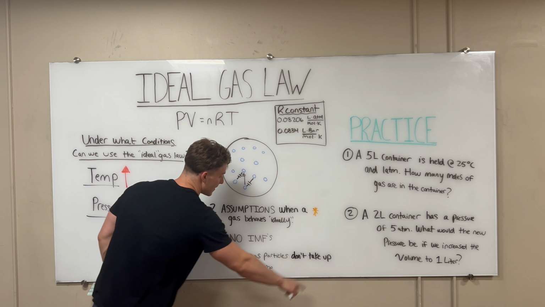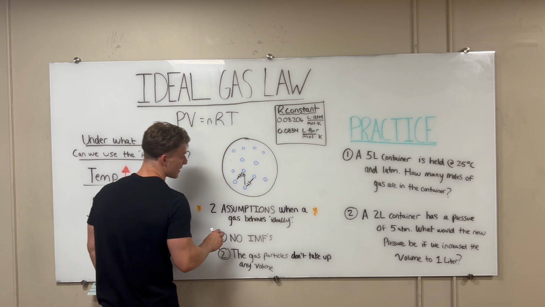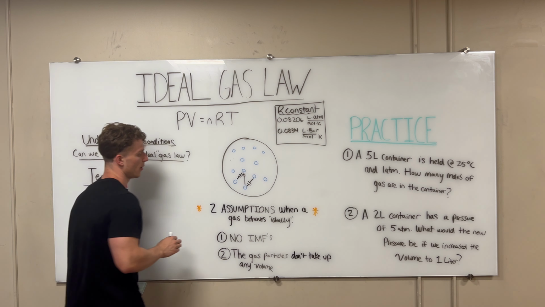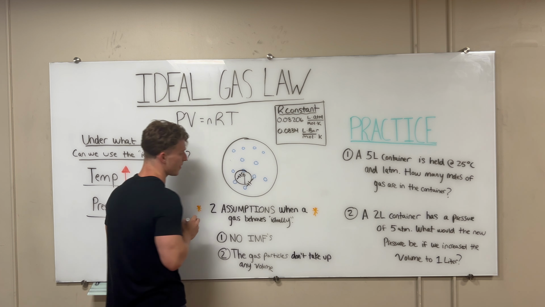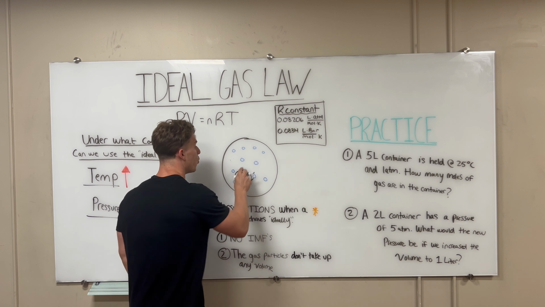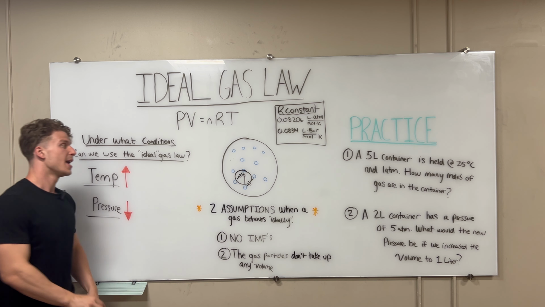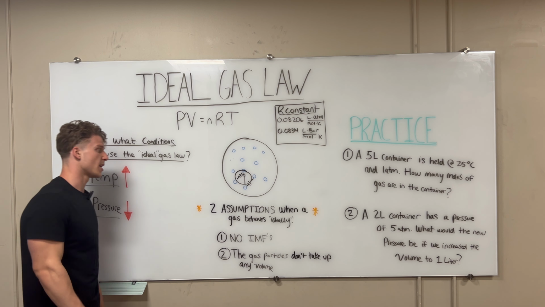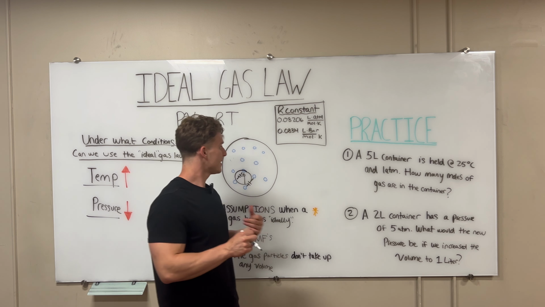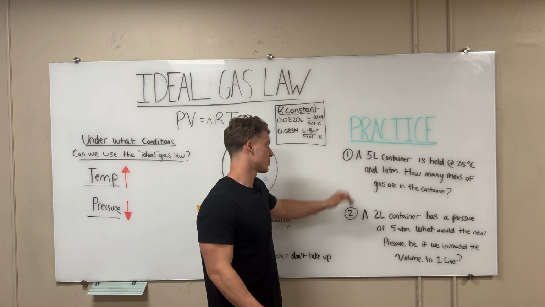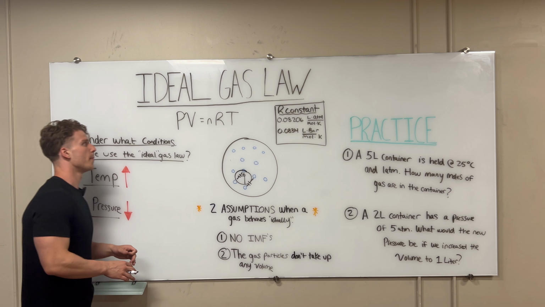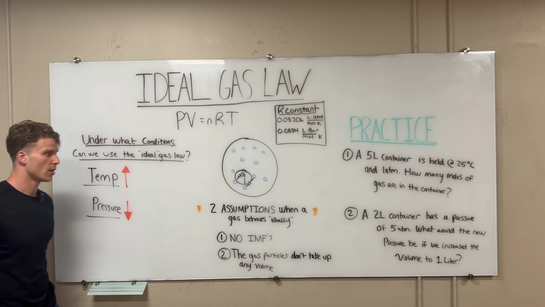Now, let's say the temperature was low and the pressure was high. We cannot make these assumptions anymore. So if a gas is behaving in a non-ideal fashion, we have to take these into consideration, and we would have to take into consideration that volume that the gas takes up. So let's see if we can solve some practice problems, now that we know a little bit more about the ideal gas law and when we can use it.